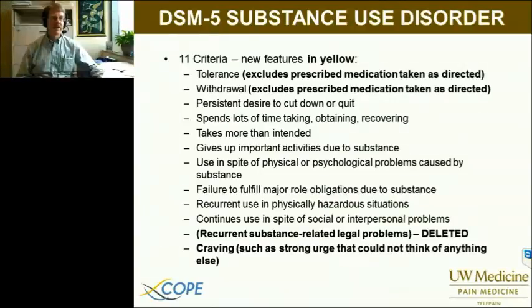The other criteria, really, there's tolerance and withdrawal, and we'll get to the exclusion for prescribed medication. And then the other issues are the same as abuse and dependence: trying to stop, spending a lot of time taking or obtaining or recovering from use, taking more than intended, giving up important activities, using in spite of problems that are physical or psychological, having the substance interfere with major role obligations, use in physically hazardous situations, and then continued use in spite of social or interpersonal problems. So that's just the same criteria, and we'll come back to this a little bit. Next slide.